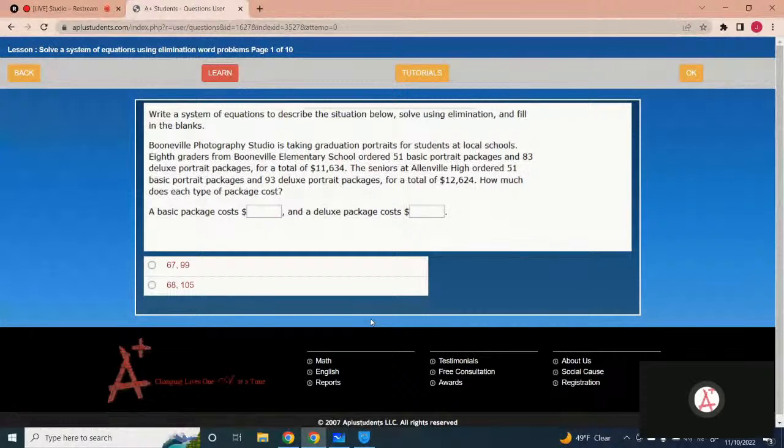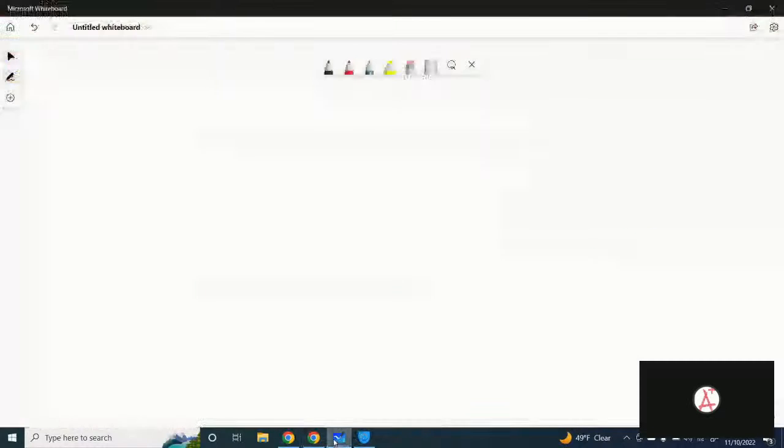Got it? So you have to write down the equations. X is the cost of the basic portraits and Y is the cost of the deluxe portraits. Got it? So the variables are: X is the cost of a basic package and Y is the cost of a deluxe package. Now let me write down the equations.